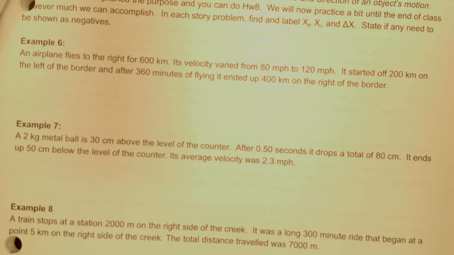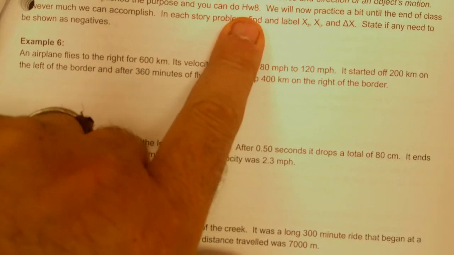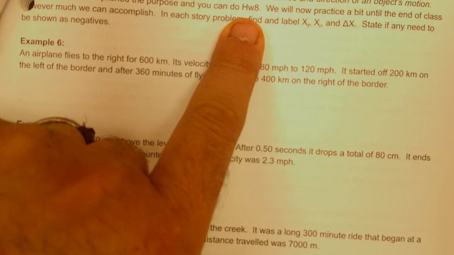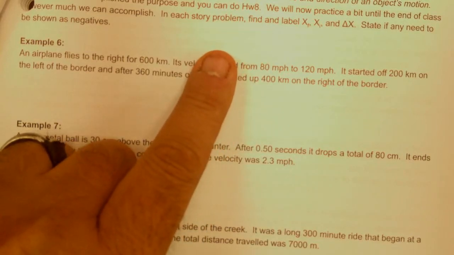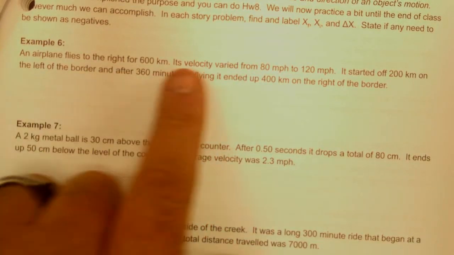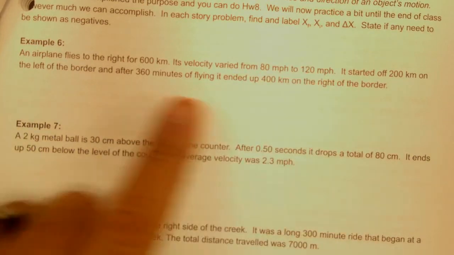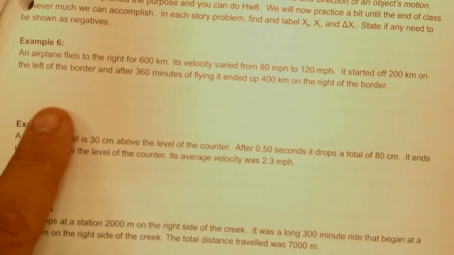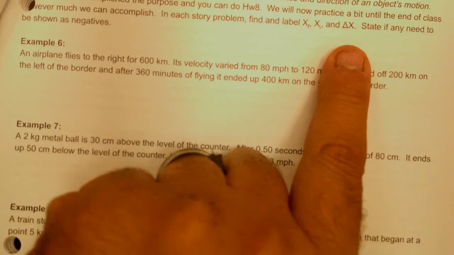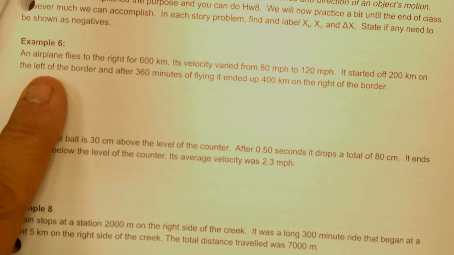And so don't stop the video yet, but we have covered all the material that you need for homework 8. So we're going to do 3 things. We're going to figure out which of these numbers is x sub i, which of these numbers is x sub f, which of these numbers is delta x, and then do we need to turn any of them into negatives.